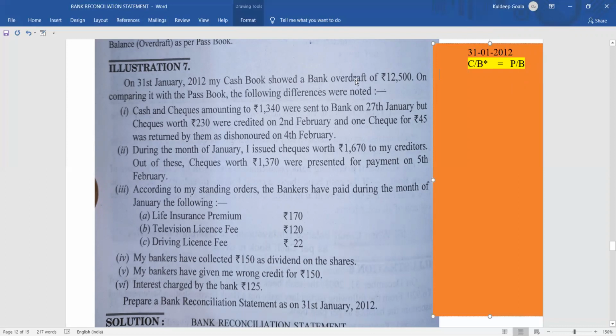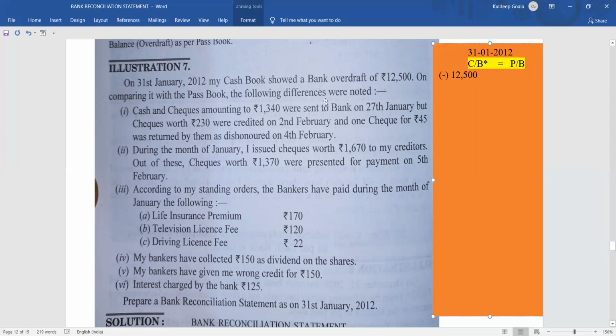That a cash book is showing an overdraft balance. Overdraft balance means minus balance. Okay. Minus balance. How much is the minus balance? It is 12,500 rupees. So this is our base. Cash book is showing minus balance. So nothing extraordinary. The simple thing is that we are going to place it in the minus column. Okay, minus item column will be there. There we are going to place this 12,500 rupees.